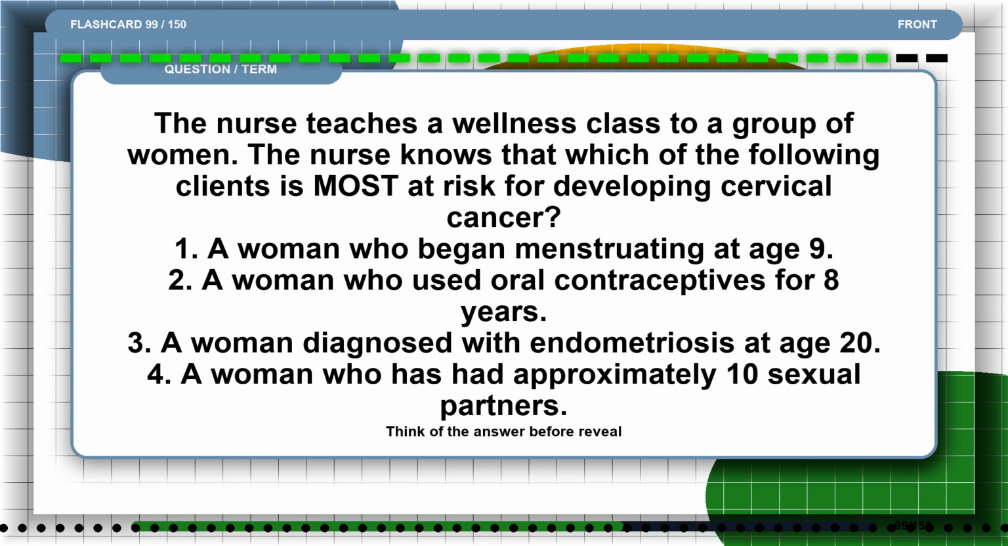Flashcard 99. The nurse teaches a wellness class to a group of women. The nurse knows that which of the following clients is most at risk for developing cervical cancer? 1. A woman who began menstruating at age 9. 2. A woman who used oral contraceptives for 8 years. 3. A woman diagnosed with endometriosis at age 20. 4. A woman who has had approximately 10 sexual partners. Think of the answer before the reveal.